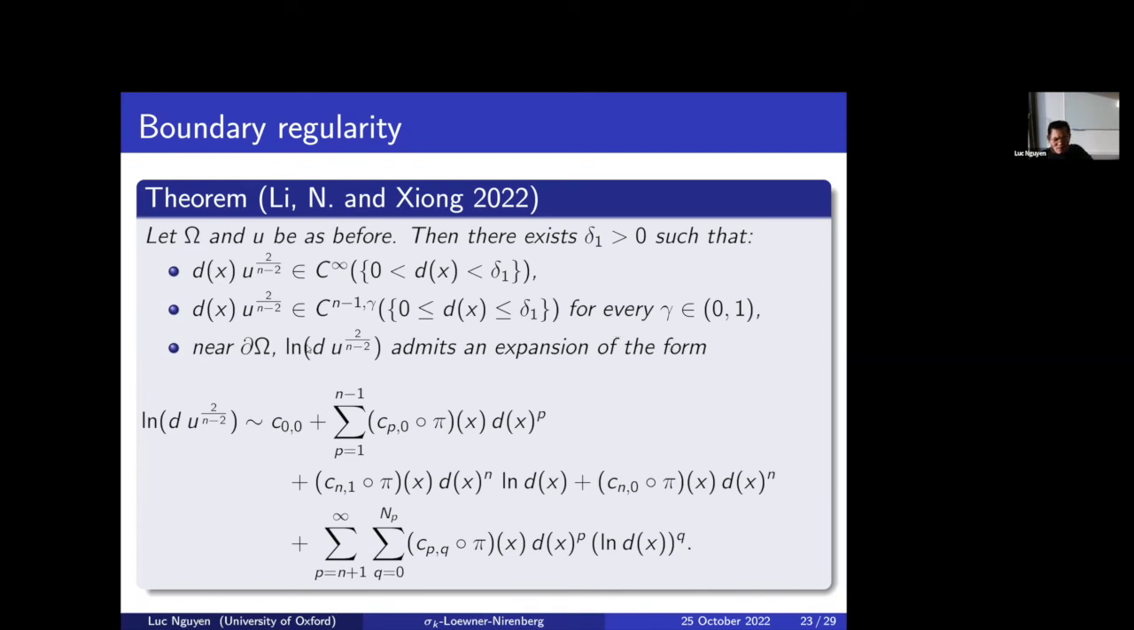And in fact, moreover, if we look near the boundary, we can have a polyhomogeneous expansion. So this is an expansion as power of D and log D. It looks quite a mouthful, so I will not explain too much what it means, but it's more or less like a generalized Taylor expansion near the boundary.